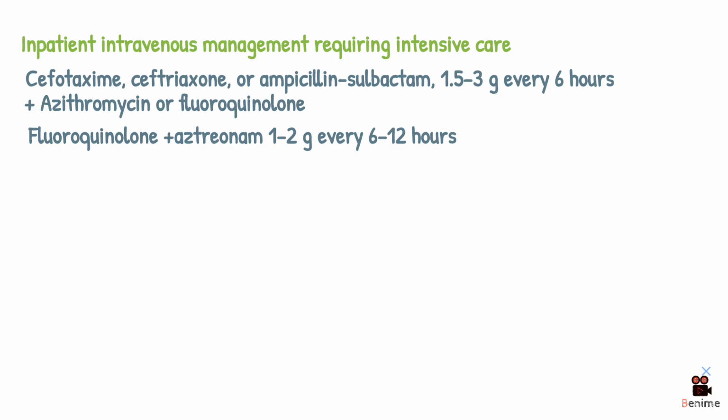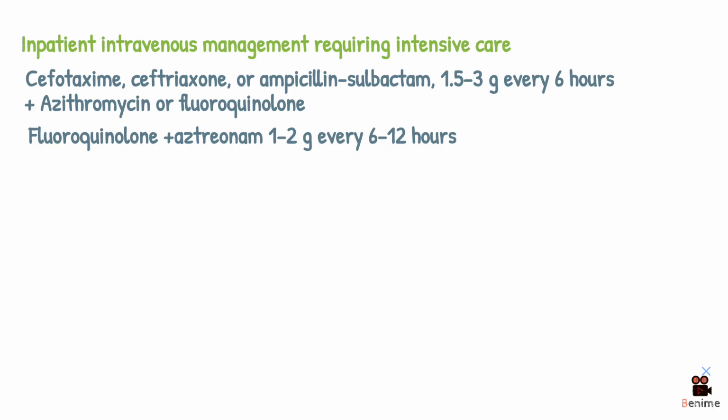But wait, we're not done. The ICU is where we have to think about other nasty bugs. We have to ask ourselves 2 more questions. Question 1. Is this patient at risk for Pseudomonas infection? Who is at risk? Think about structural lung disease like cystic fibrosis or bronchiectasis. Or patients who are severely malnourished, or on long-term steroids.